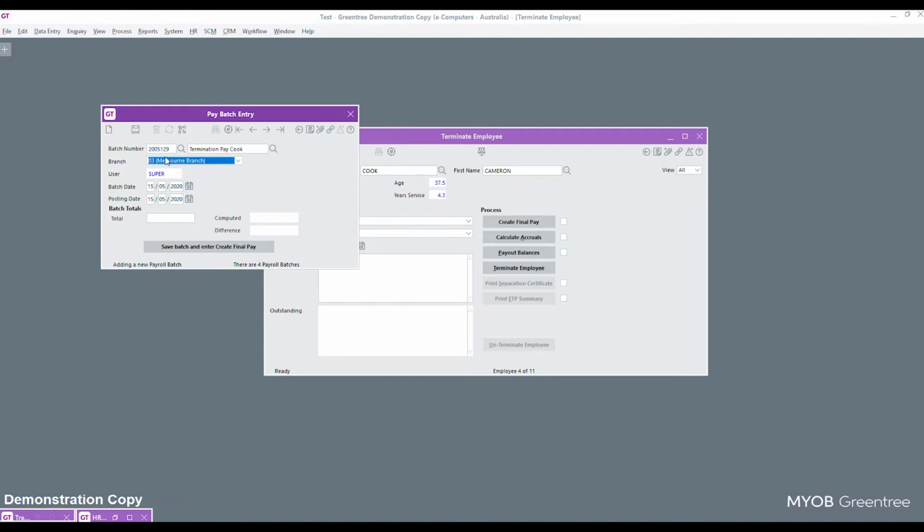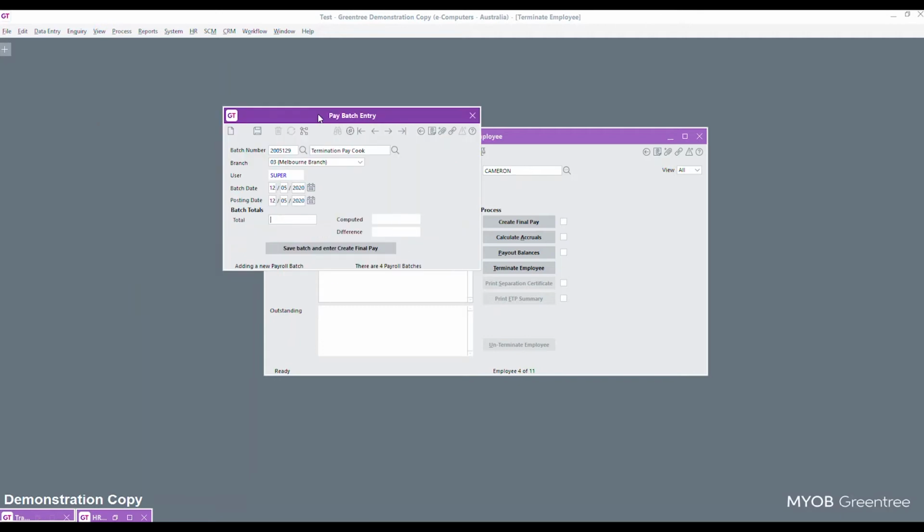Now, in regards to this batch, you don't need to start a new batch for this person every time you terminate someone. If you have an open batch where you're currently doing normal pays, and this is the end of the process, and you want to do a termination pay for this gentleman, then you can add to that batch by just selecting the batch number here instead of starting a new one.